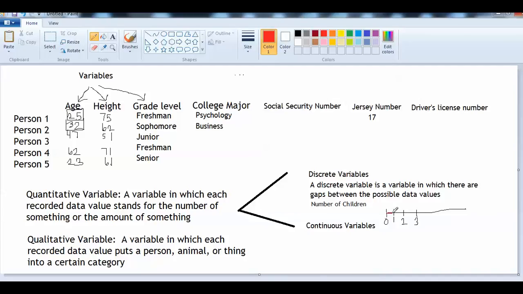You'll never find a person who has a number of children between 0 and 1. You'll never find a person with a number of children between 1 and 2, or between 1 and 3. So what I'm showing here are gaps in the number line. The red places are gaps where you don't have any data values. And in green, I'm showing where the possible data values are.